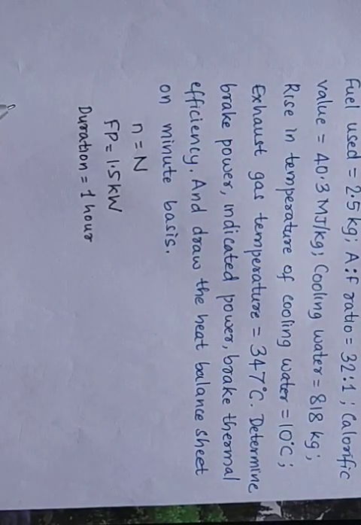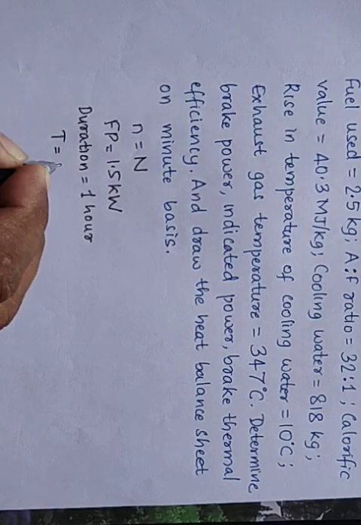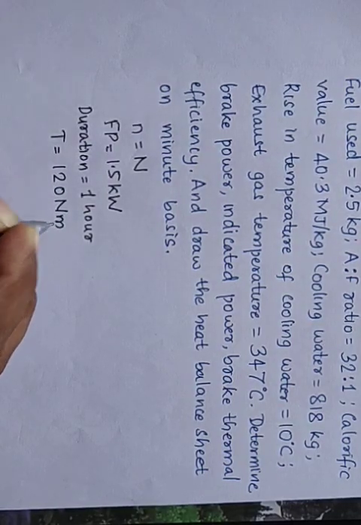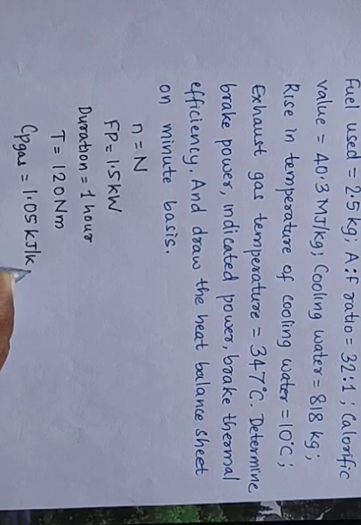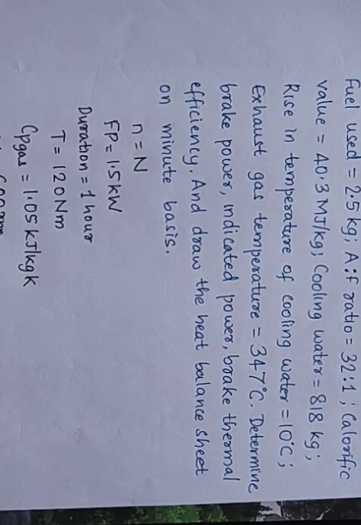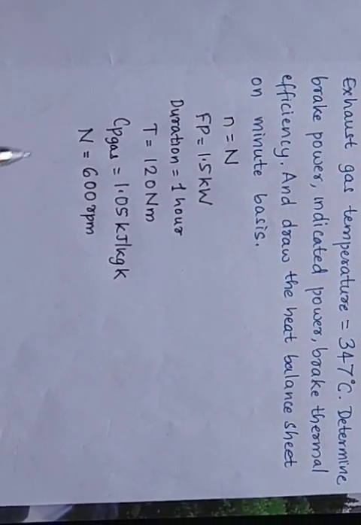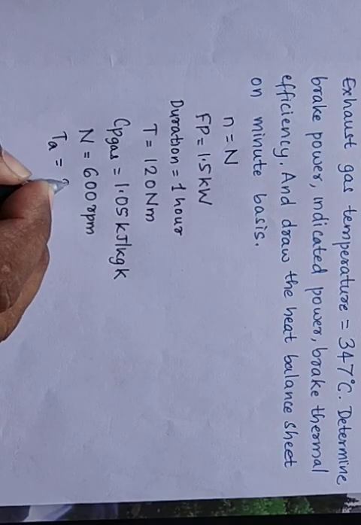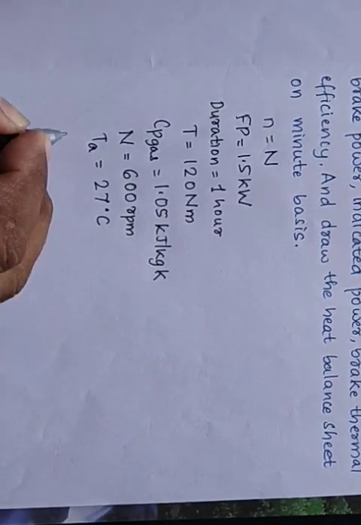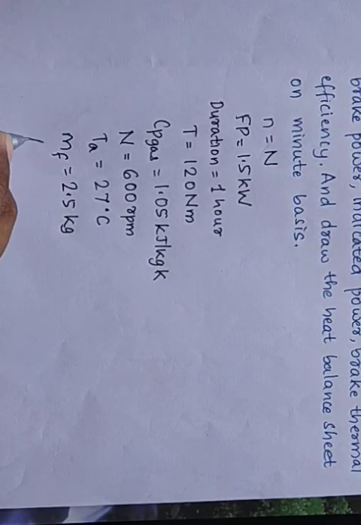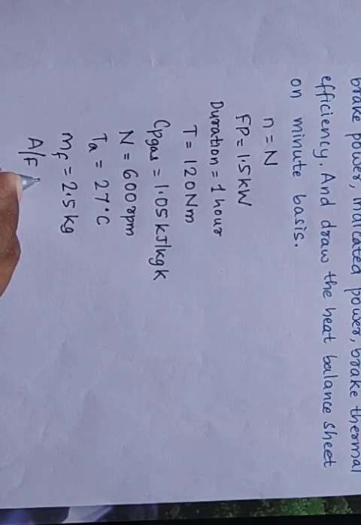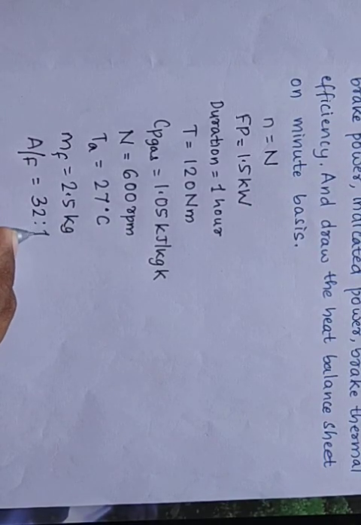Then he has given us the brake torque, that is T equal to 120 Newton meter. Then CP of the gas is 1.05 kilojoules per kg Kelvin. Speed N, capital N is given as 600 rpm. Room temperature TA 27 degrees centigrade. Fuel used MF 2.5 kg. Air fuel ratio, that is A/F equal to 32:1.